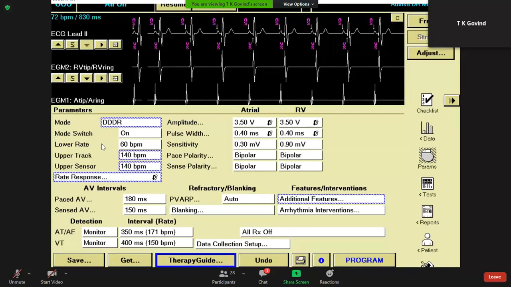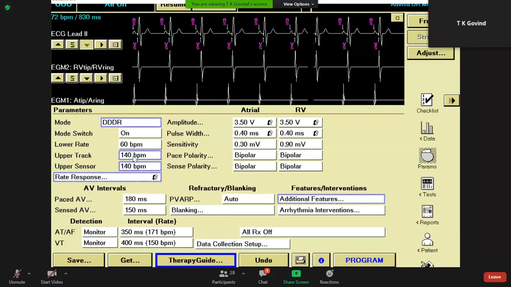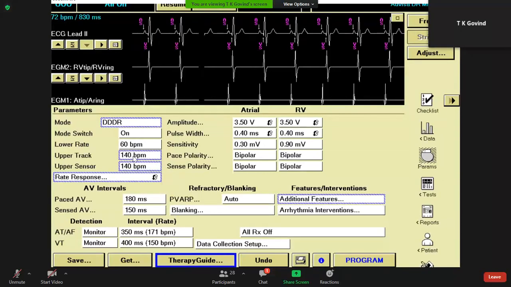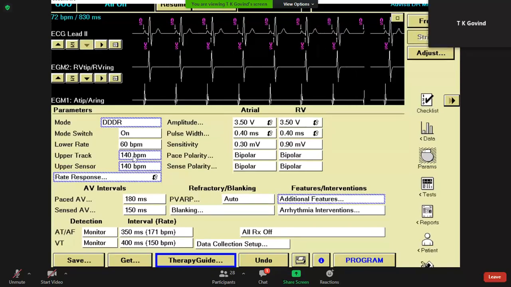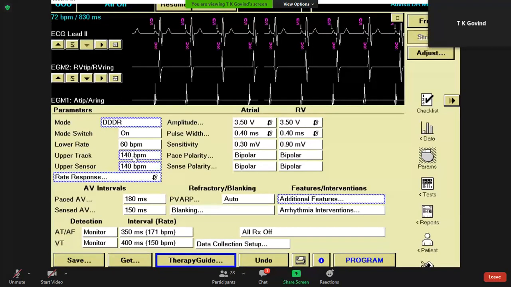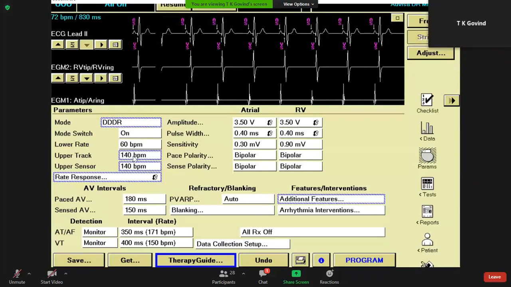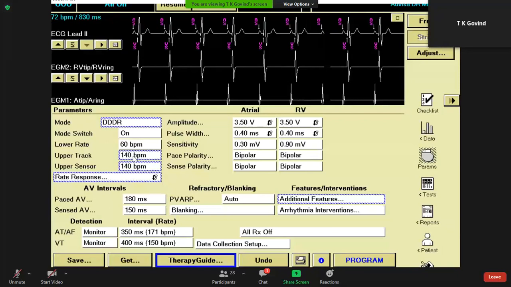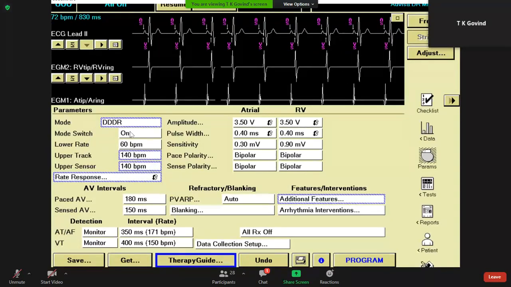But the other point is, if you don't want that pacemaker Venki bug to happen, then you might increase the upper tracking rate for your patient. Let's say this patient is briskly active, and when the patient comes next time, it's worthwhile looking at the histogram. If you find in the atrial channel that sinus rates are happening faster than 140 beats per minute, then next time you can increase that rate to 150 beats per minute. So that's the interaction it will have.